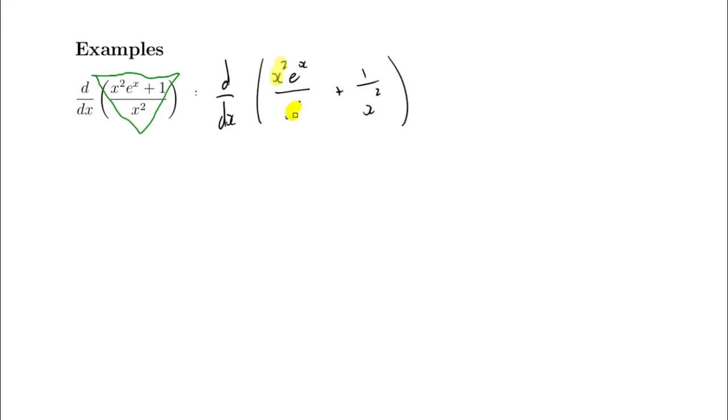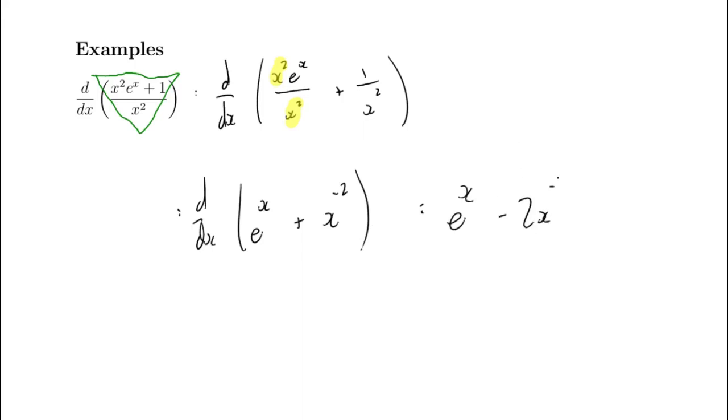All right, well, let's just reduce that first fraction. This is really just the derivative of e to the x plus, can I rewrite this? Let's call it x to the negative 2. Oh boy, that does not look hard. e to the x is the derivative of itself. The derivative of x to the negative 2 will be minus 2x to the negative 3. This is really e to the x minus 2 over x cubed.